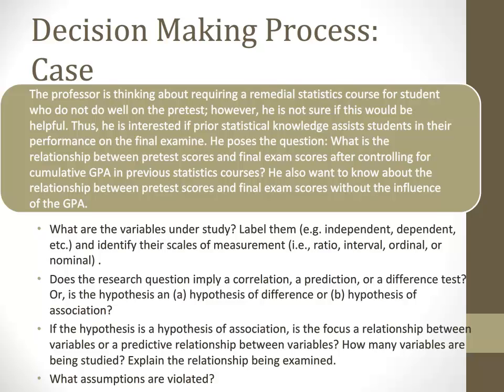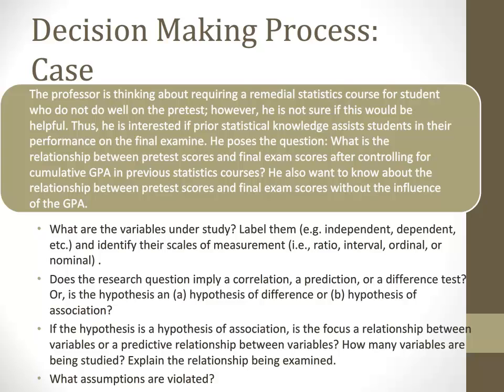Our next question then becomes this: does the researcher imply a correlation, prediction, or difference test? So are we dealing with a hypothesis of association or a hypothesis of difference? Well, we just said that the researcher doesn't necessarily want to know how one variable affects another. He just wants to know about the relationship between variables. Therefore, we're dealing with a hypothesis of association.